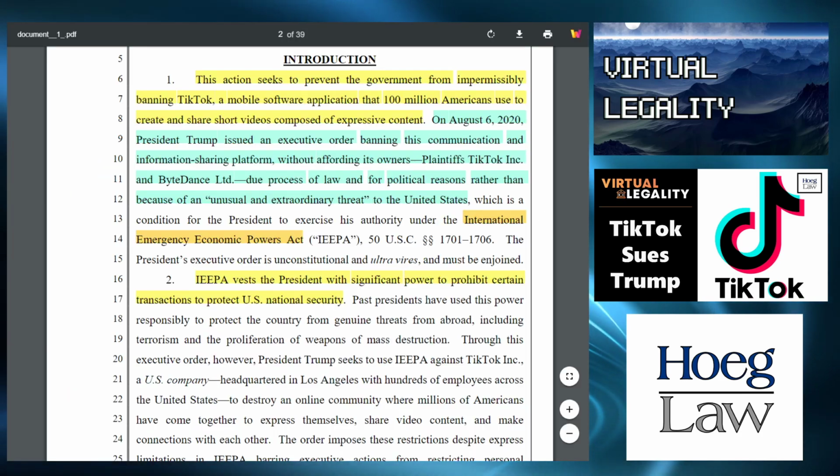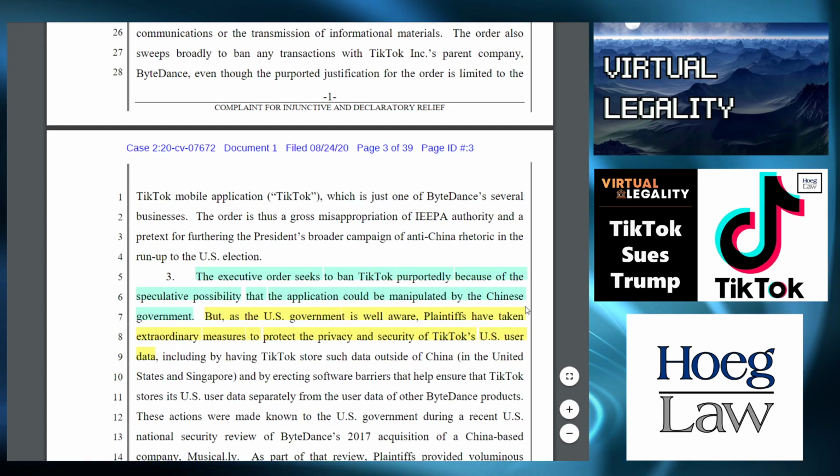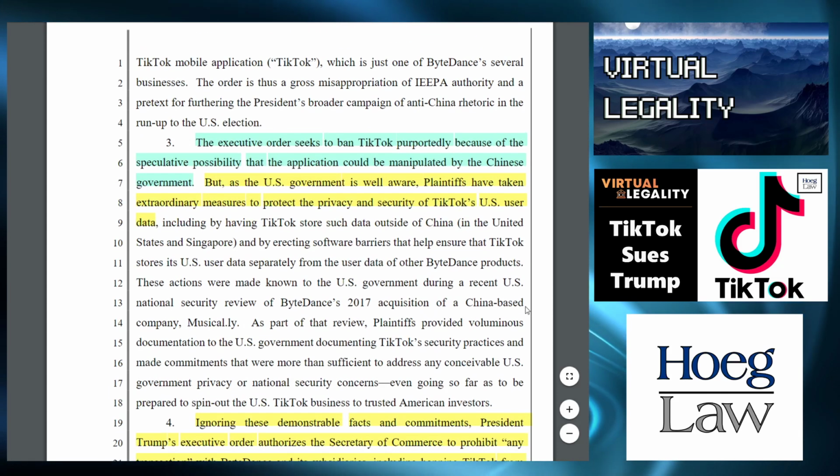And so we go back to what they're talking about. They say, yes, the president has all of this power under those laws. We acknowledge that. But we also have some complaints. The executive order seeks to ban TikTok purportedly because of the speculative possibility that the application could be manipulated by the Chinese government. But as the U.S. government is well aware, plaintiffs have taken extraordinary measures to protect the privacy and security of TikTok's U.S. user data.